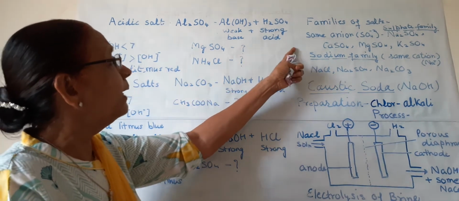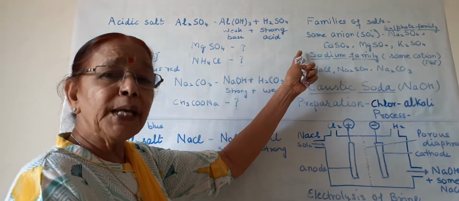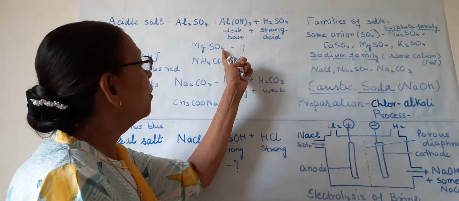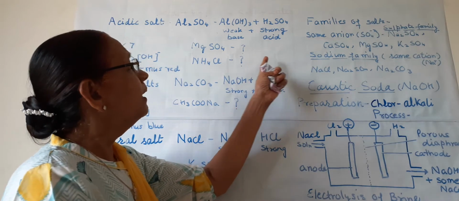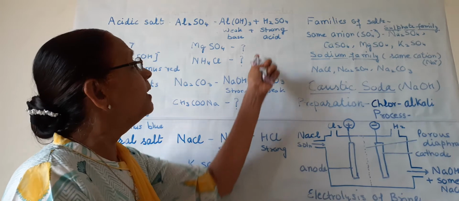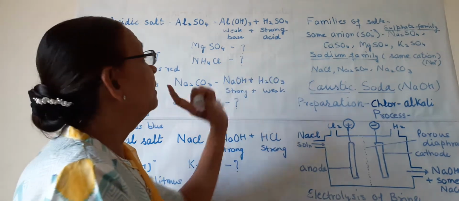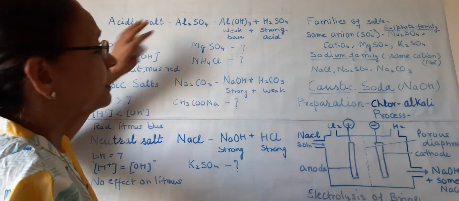You have to write their components, which acid and which base is used to form this, and which acid and which base is used to form this. You write the names of the acid and bases in the comment box for me. So these are acidic salts.